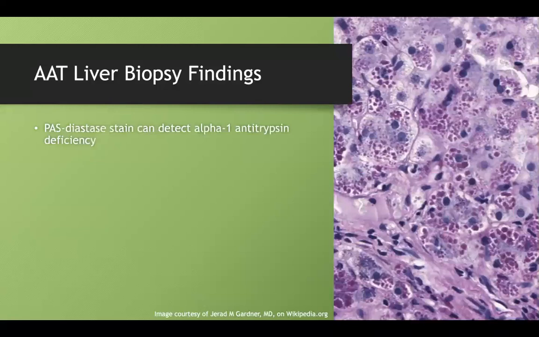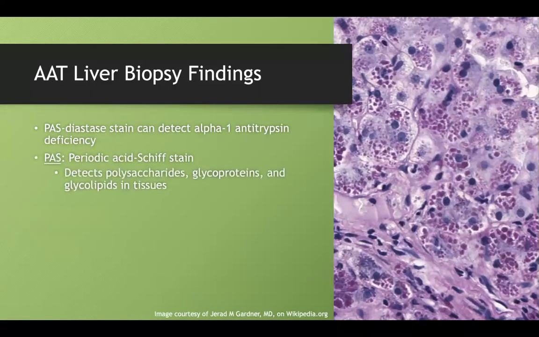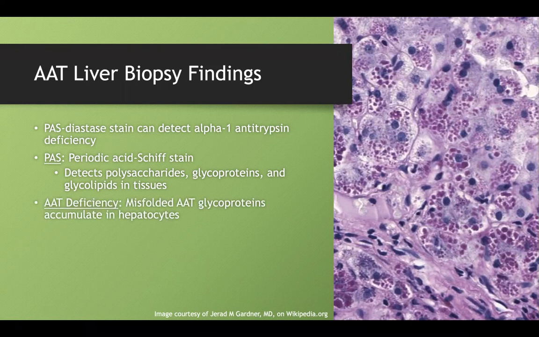And on liver biopsy, I want to go over one thing in particular here. And that is that we can use a PAS diastase stain to detect alpha-1 antitrypsin deficiency. So what did I just say? PAS is our periodic acid-Schiff stain. And all I want you to know that the PAS stain does is detect complex compounds within a cell. So it can detect polysaccharides, glycoproteins, and glycolipids. And in this case, because we're dealing with a misfolded alpha-1 antitrypsin protein that's accumulating in our liver cells, we're going to be able to detect that glycoprotein.